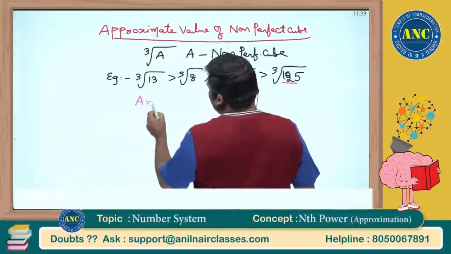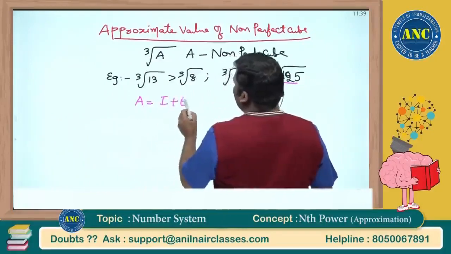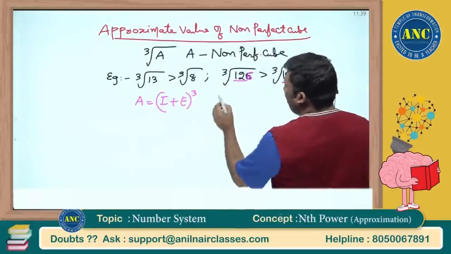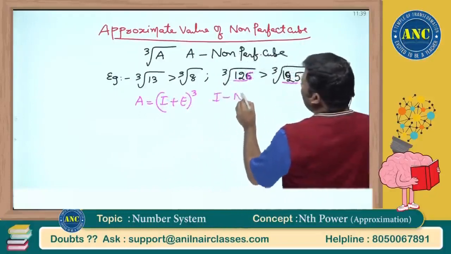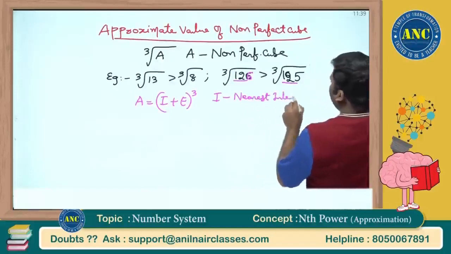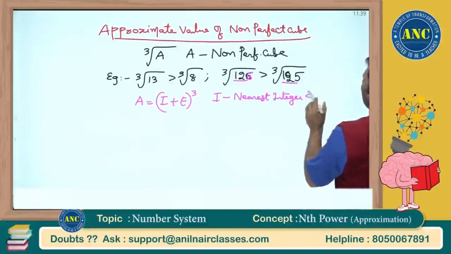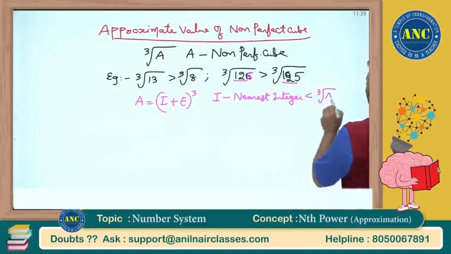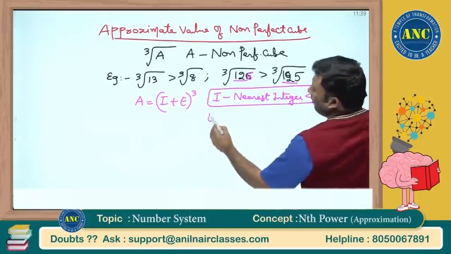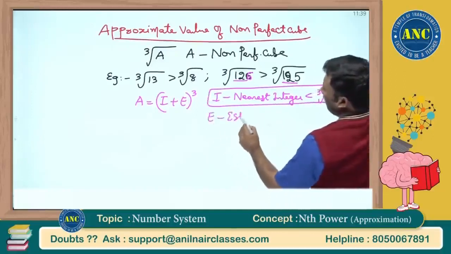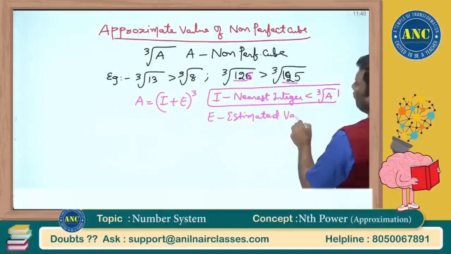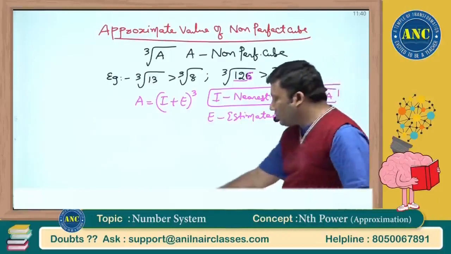Same as what I did for square: (I plus e) whole cube. What is I? I is the nearest integer just less than cube root of A. E is the estimated value. E is what we need to find out.